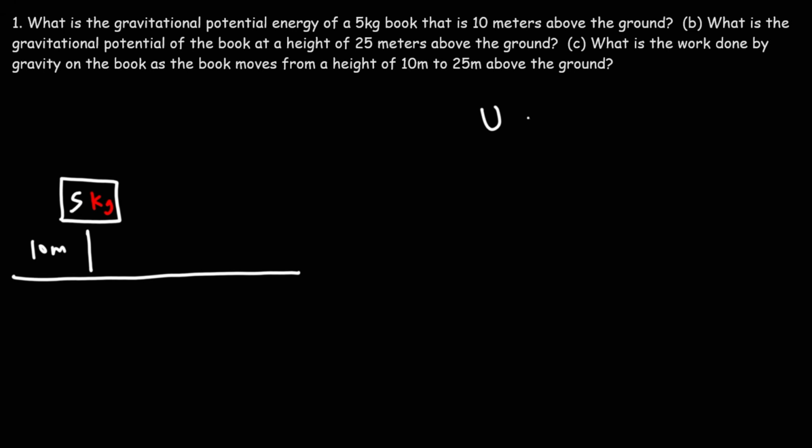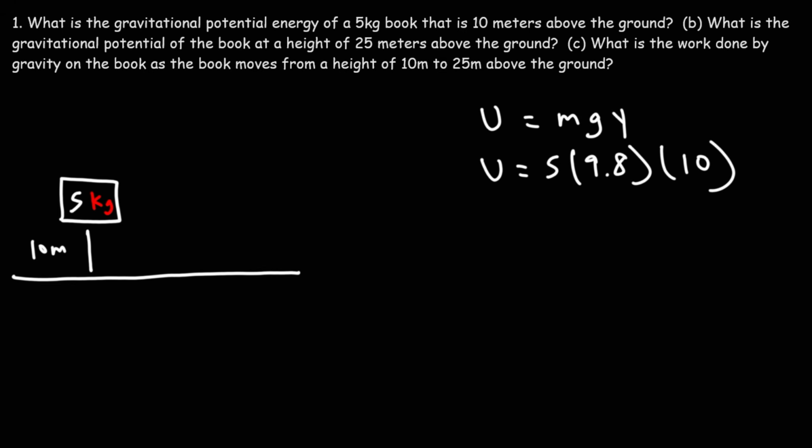Now, if we want to calculate the gravitational potential energy, it's equal to mgy or mgh. So we have a mass of 5, the gravitational acceleration is 9.8, times a height of 10. So the gravitational potential energy is going to be 490 joules.